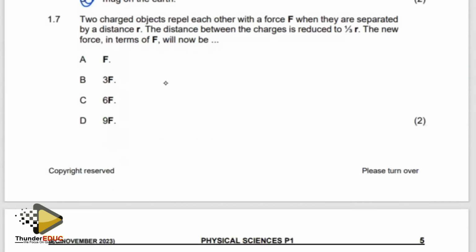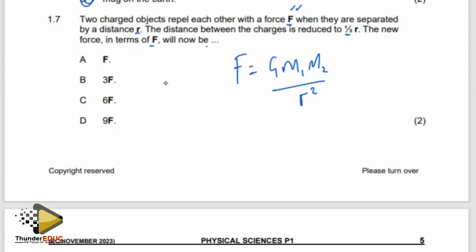1.7, if we have two charged objects that are repelling each other with a force F when they are separated by a distance r. The distance is now reduced to a third. The new force in terms of F will be. So from Newton's law of gravitational force, we know that F is G m1 m2 over r squared. Okay. So if it is F, the distance is r. Now they're telling us the distance is now reduced.